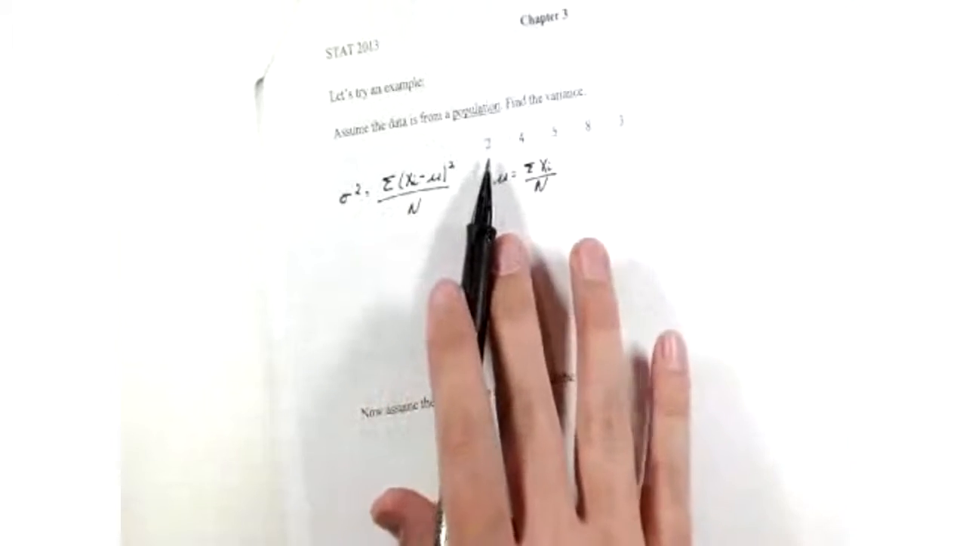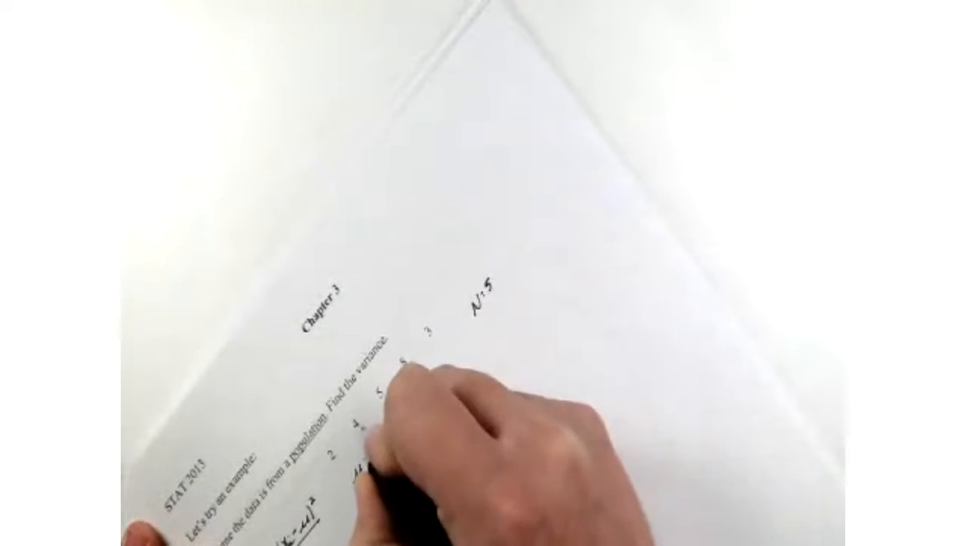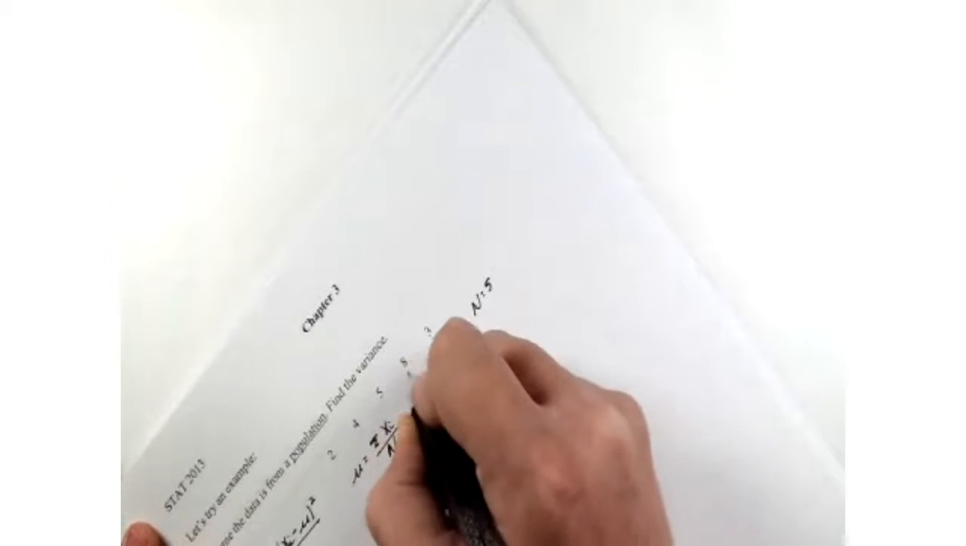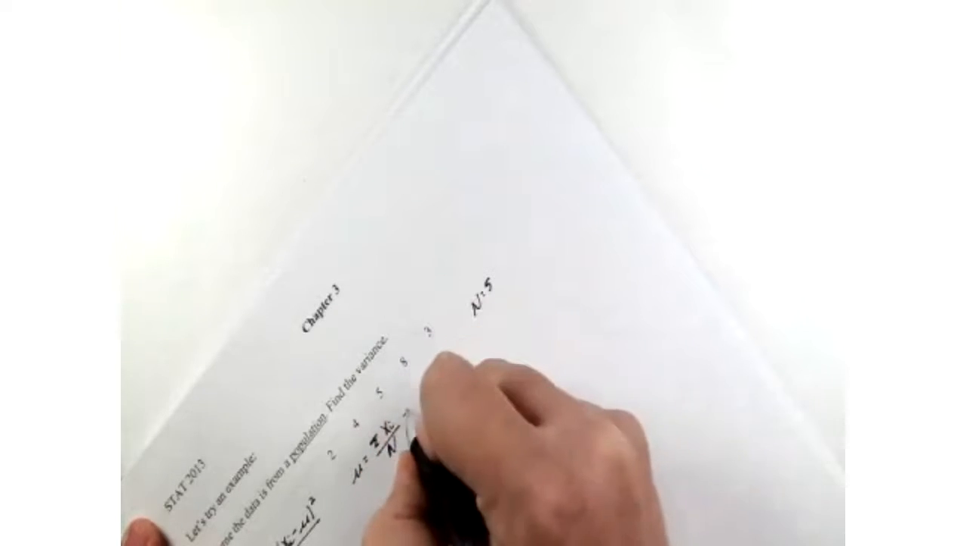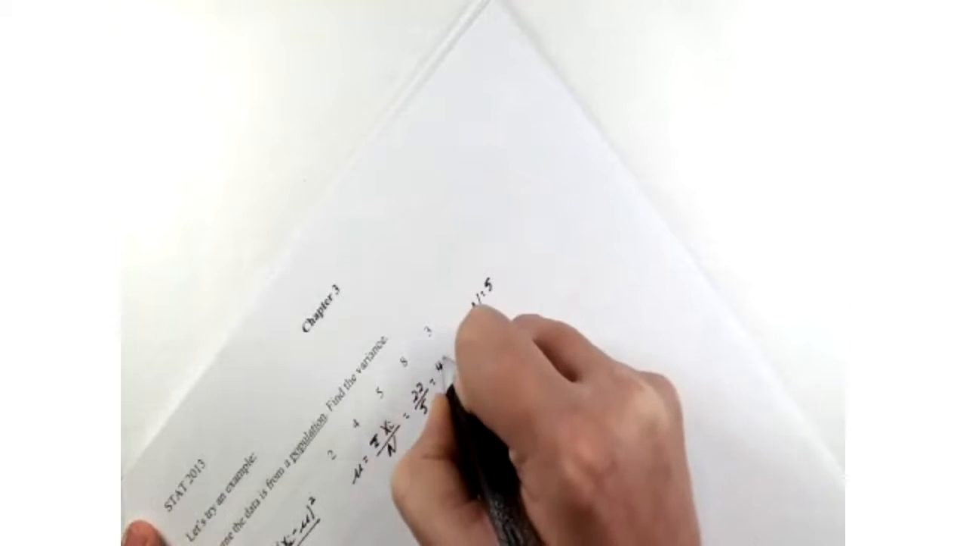So we said this data right here is from a population, so the population will just be 1, 2, 3, 4, 5. So n is 5. Then we're just going to add up all these values and divide by 5. So that will be 2 plus 4 plus 5, so that's 11, 19, 22. 22 over 5, which equals 4.4. So, is everyone okay with how I got that?